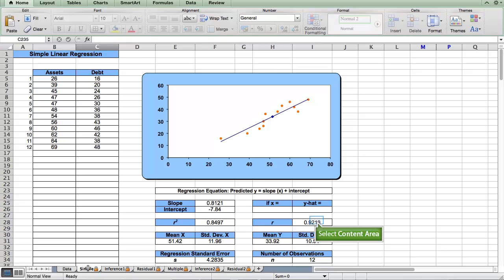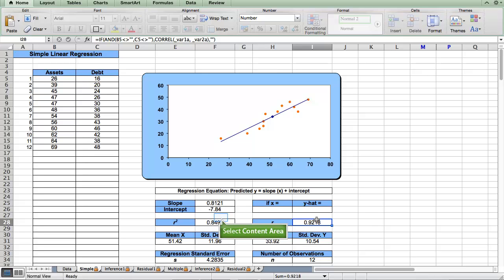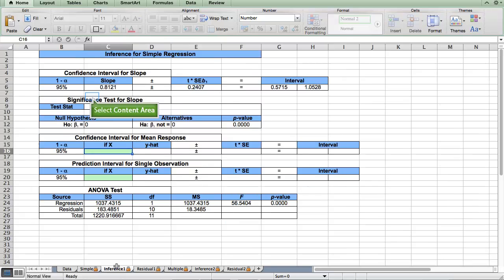We see that there is a linear relationship and that it is very strong. We can see that R equals 0.9218. Our R-squared value is about 85%, which shows that about 85% of the variation or change in long-term debt for a client can be explained by the amount of assets that that client holds. Now we need to check the significance of this regression before we can decide to use it.